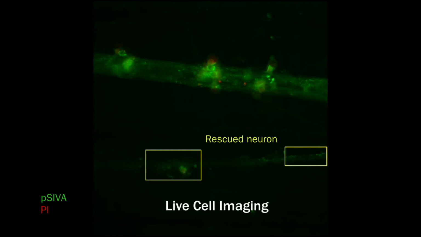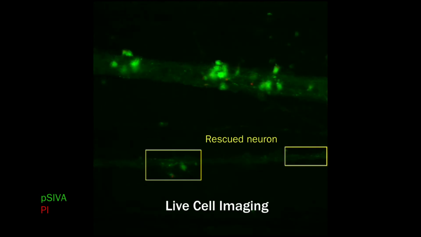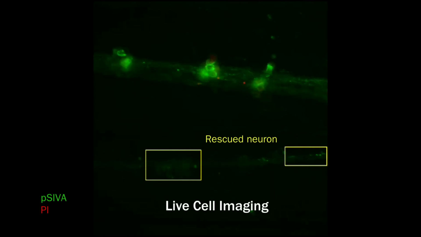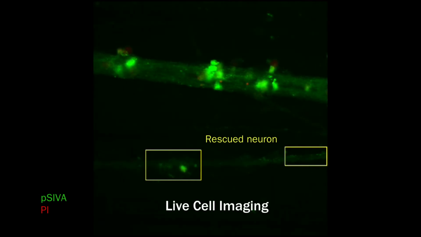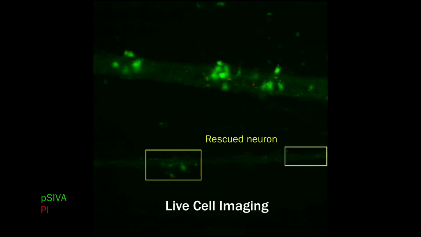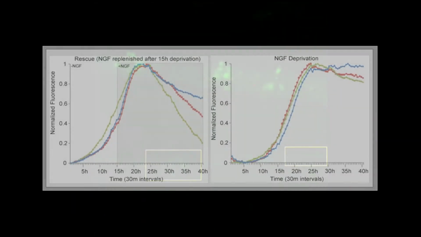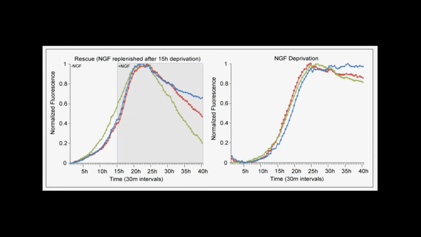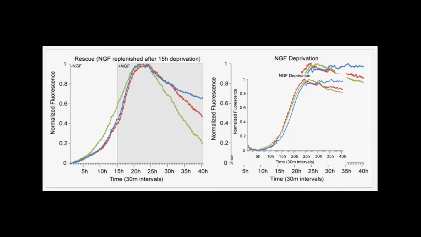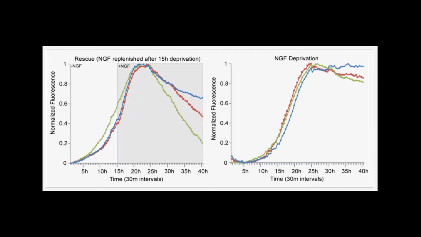In the second clip depicting recovery from neuronal degeneration, an initial increase in pSIVA staining is followed by a reduction in fluorescence for cultures in which nerve growth factor was added back. A decrease in fluorescence indicates less pSIVA is bound to phosphatidylserine and suggests these cells have been rescued from cell death. A quantitative evaluation of normalized pSIVA fluorescence in rescued versus nerve growth factor deprived neuronal cultures facilitates the identification of individual neurons rescued from cell death and helps to define the critical window for recovery.